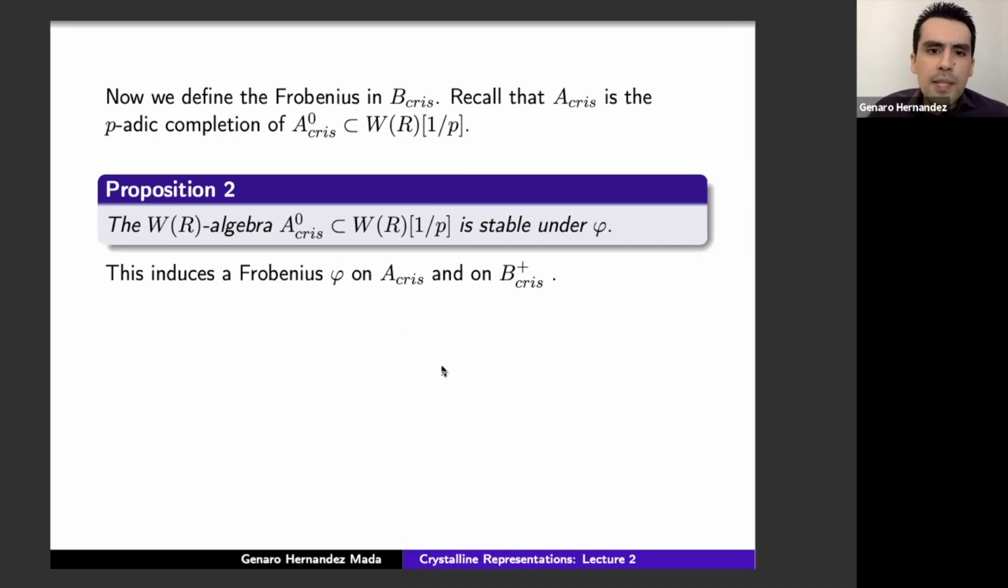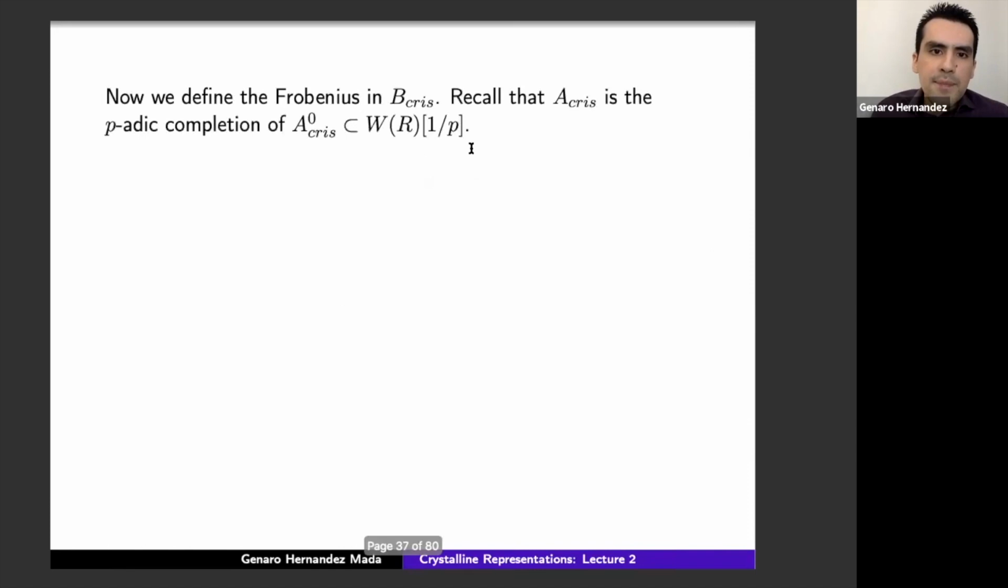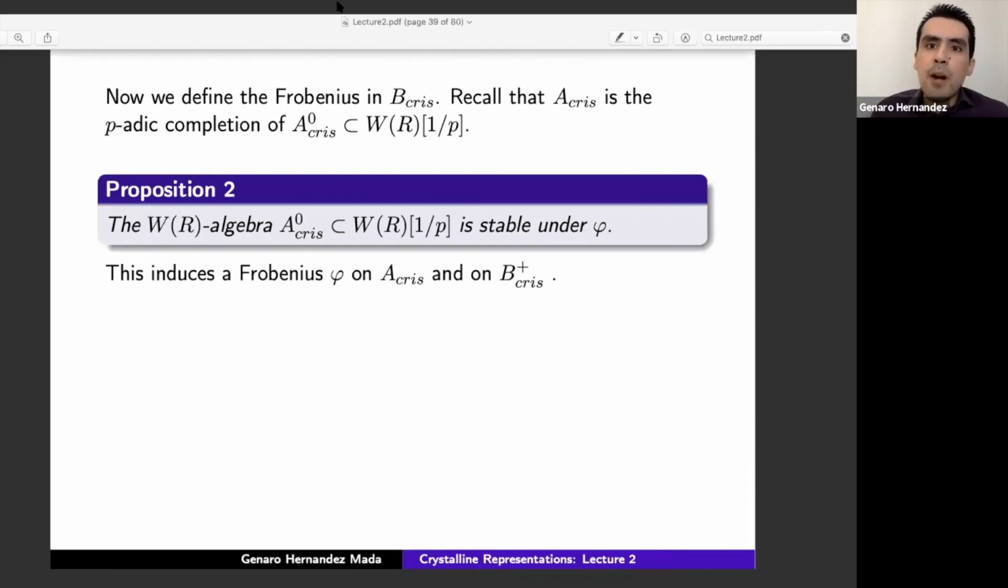Once we have Frobenius on A Cris, here, of course, we have Frobenius on B plus Cris. So yeah, this proposition is the important part if we want to define Frobenius on B Cris.